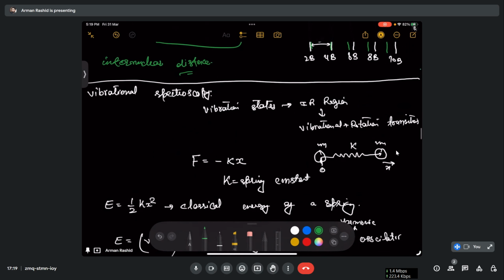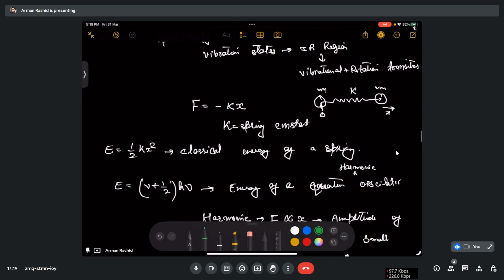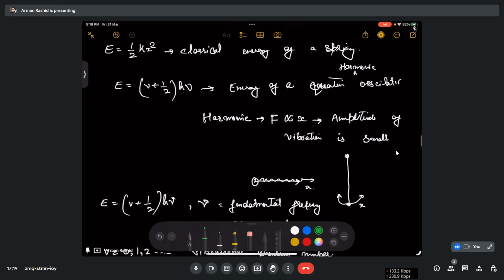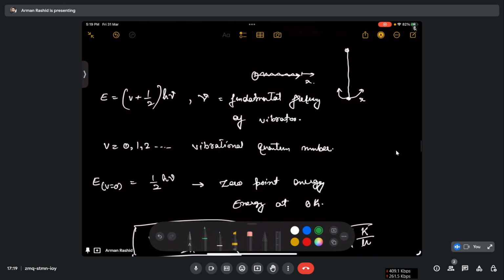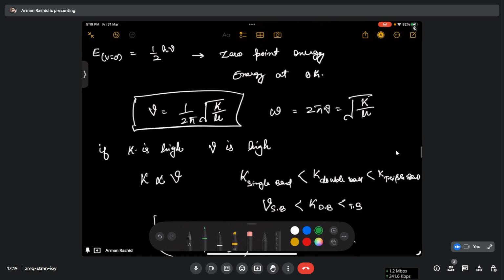Then we have vibrational spectroscopy, where I took an oscillator and told you what the zero point energy is and what the quantized energy levels of a diatomic oscillator are, for example a harmonic oscillator. Also there is anharmonicity that occurs when v is higher. When we increase the vibration more and more, f is no longer directly proportional to x. That is called anharmonicity.